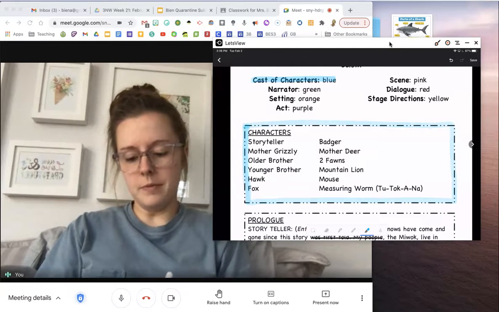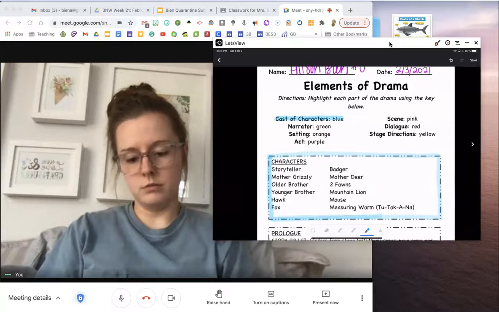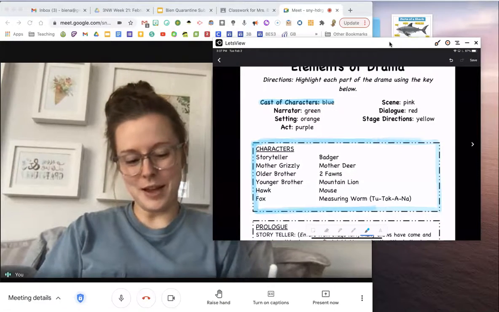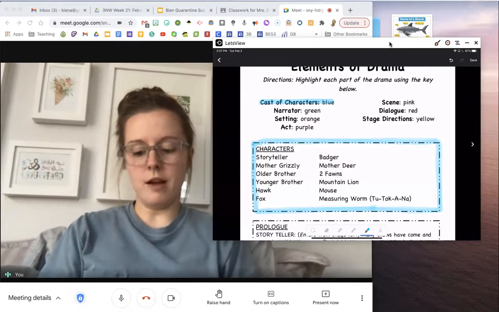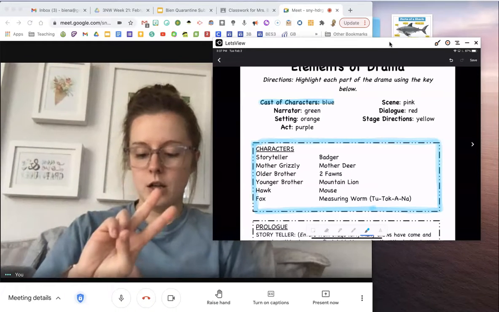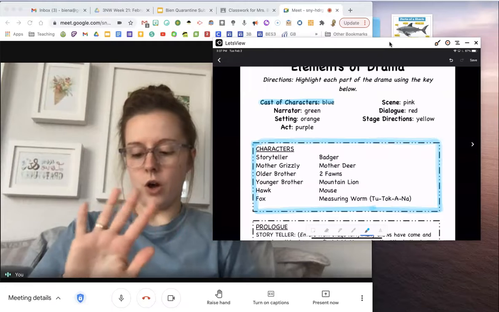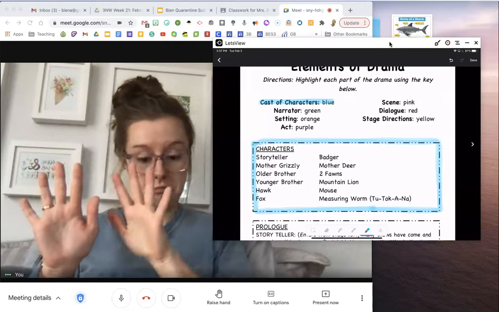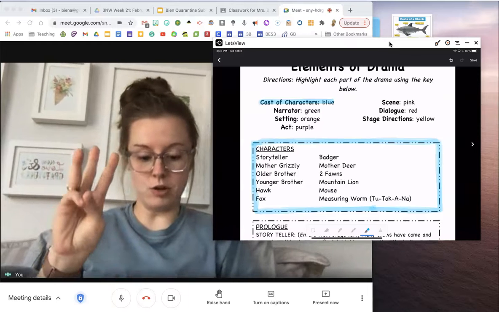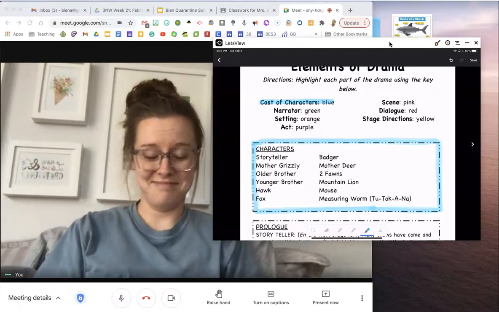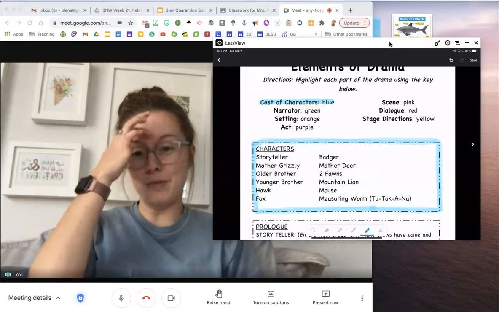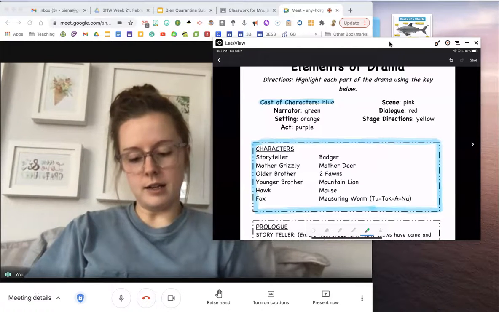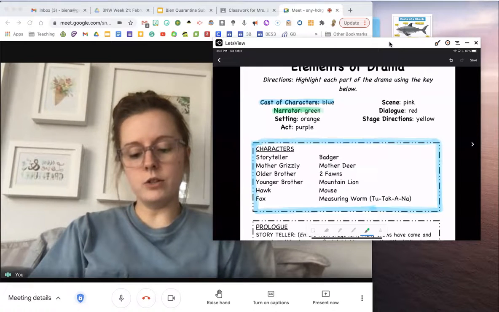So in this play, called, I don't know what it's called. I don't see a title, do you? So in this play, there are going to be several characters. We have the storyteller, Mother Grizzly, the older brother, the younger brother, the hawk, the fox, the badger, Mother Deer, 2 fawns, a mountain lion, a mouse, and a measuring worm named Tutakana. So those are all of the characters, or the people who are going to have parts in this play. Your narrator needs to be highlighted in green. What's your narrator's job? Do you remember?